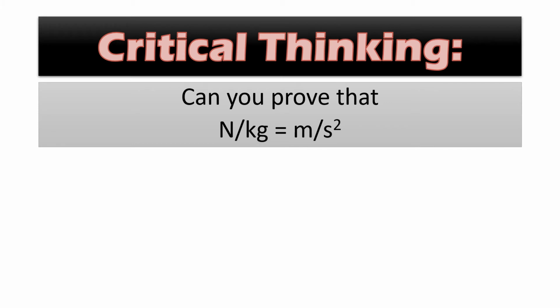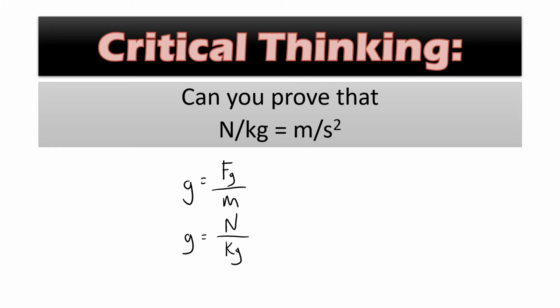So back to that question. Can you prove that a Newton per kilogram is equivalent to a meter per second squared? Well, using that equation that we just found, we could say that g is equal to Fg over m. So the units for the gravitational field strength: Fg is measured in newtons, mass is measured in kilograms. Okay.